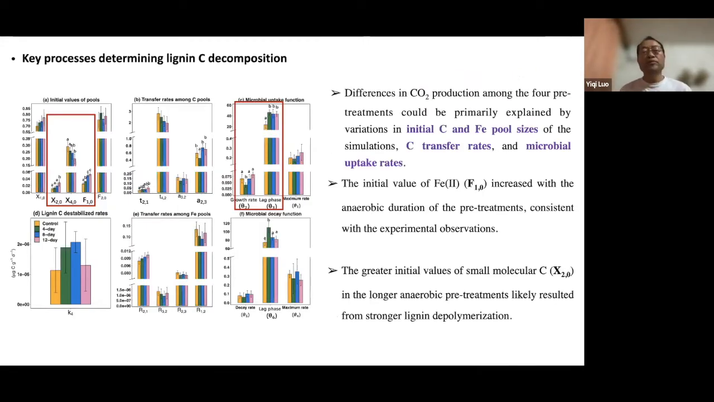So once we fit the model, we use the estimated parameters to understand the mechanisms underlying lignin decomposition. Our analysis indicates that differential CO2 production among the treatments can primarily be explained by variation in the initial carbon and iron pool size, and also the carbon transfer rate and the microbial uptake rate. The initial value of reduced iron increases with anaerobic treatment duration, and that's consistent with experimental observation. The greater initial value of small molecules in the longer anaerobic pretreatment basically leads to stronger lignin depolymerization.